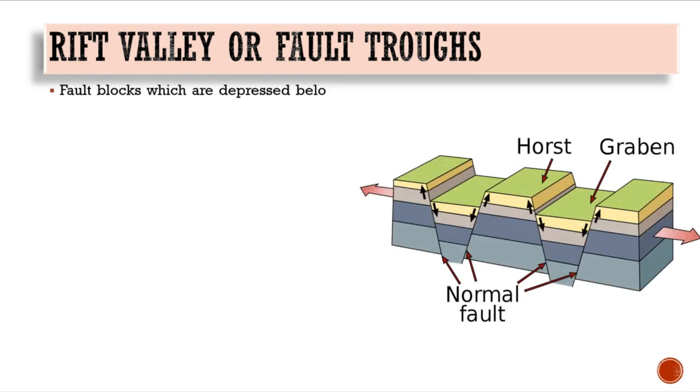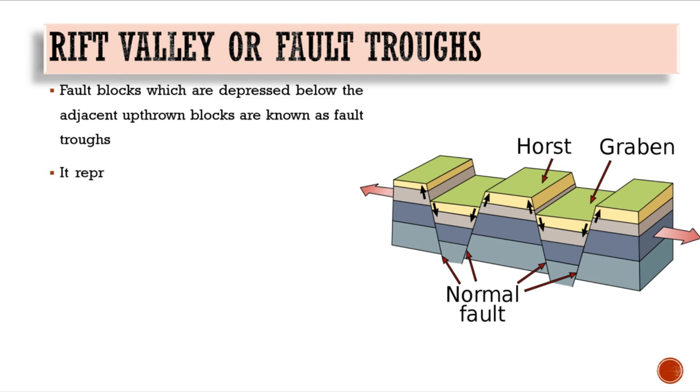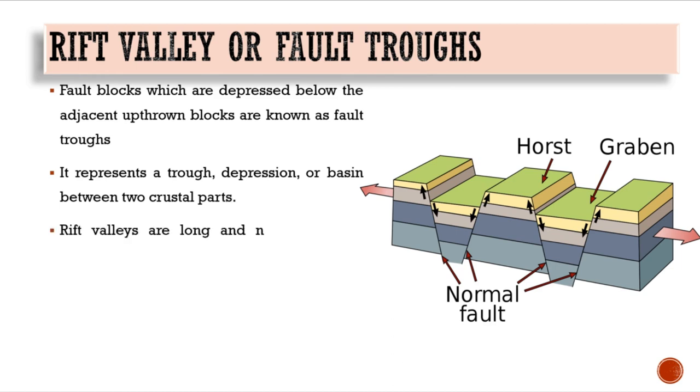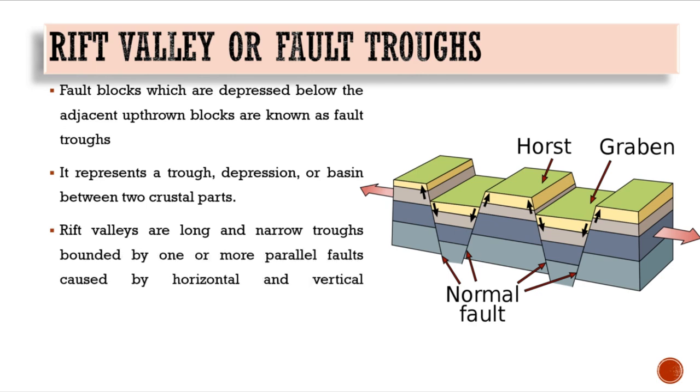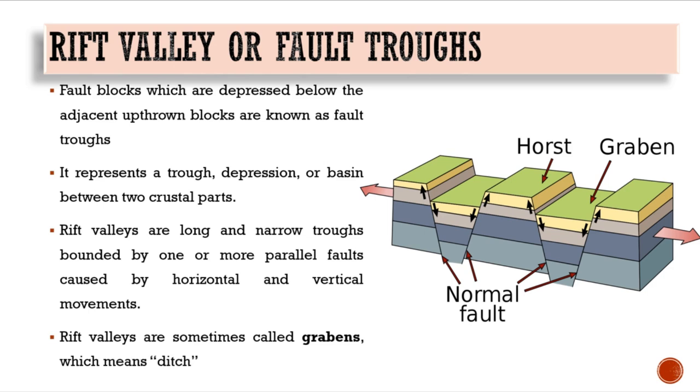Fault blocks which are depressed below the adjacent upthrown blocks are known as fault troughs or rift valleys. It represents a trough, depression or basin between two crustal parts. Rift valleys are long and narrow troughs bounded by one or more parallel faults caused by horizontal and vertical movements. Rift valleys are sometimes called grabens, which means ditch in German.